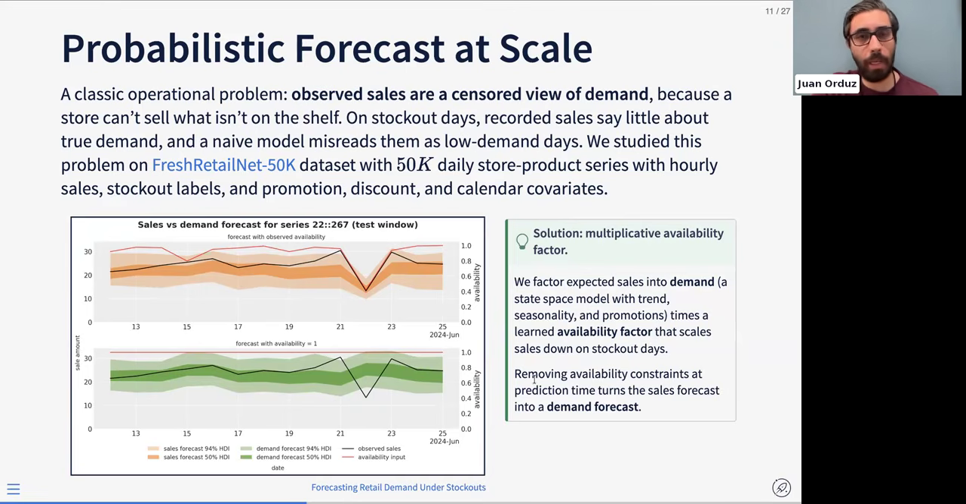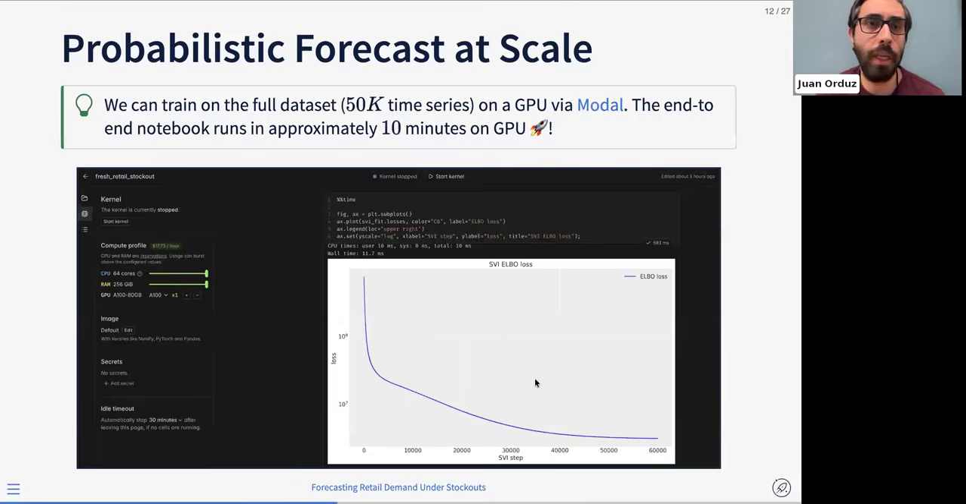So this is a hierarchical model with very custom components, and we were able to fit this on 50,000 time series with a GPU on a platform called Modal, but you could do this in AWS or Google Cloud in less than 10 minutes.